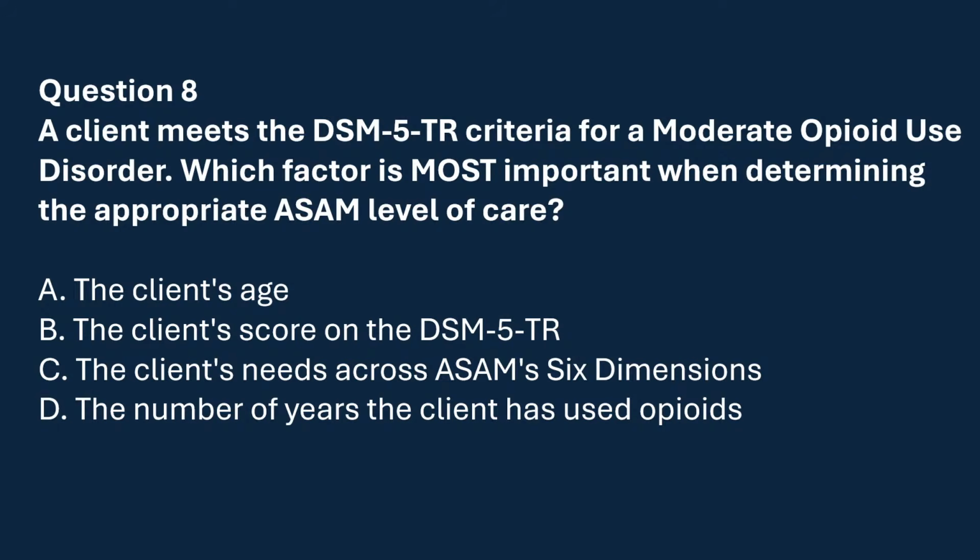Question 8. A client meets the DSM-5 criteria for a moderate opioid use disorder. Which factor is most important when determining the appropriate ASAM level of care? A, the client's age. B, the client's score on the DSM-5. C, the client's needs across ASAM dimensions. Or D, the number of years the client has used opioids. Which factor is most important when determining the appropriate ASAM level of care?